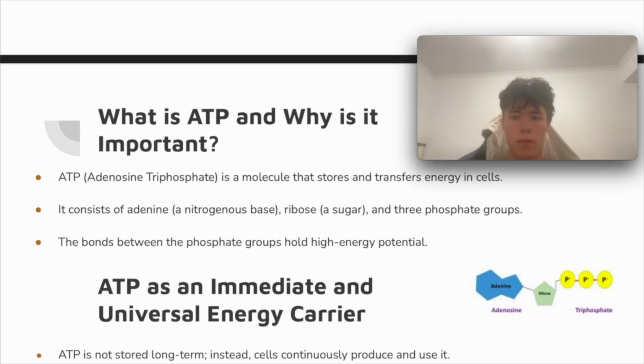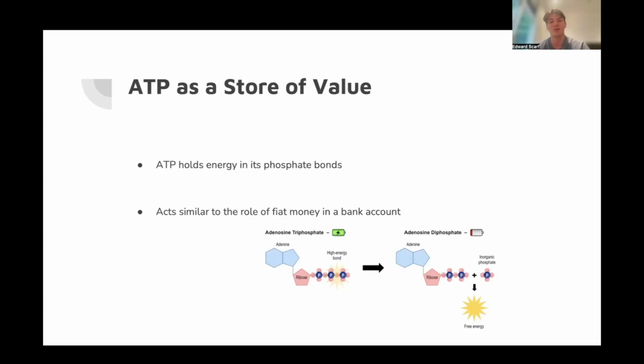A store of value retains purchasing power over time, allowing economic agents to save and defer consumption. ATP acts as a store of value by holding its energy in high-energy phosphate bonds, releasing this stored energy when it is needed. Whilst ATP is not used as a long-term energy storage, as this role is played by glucose and fats, it is an immediate short-term store of value, much like the role of fiat money in a bank account.